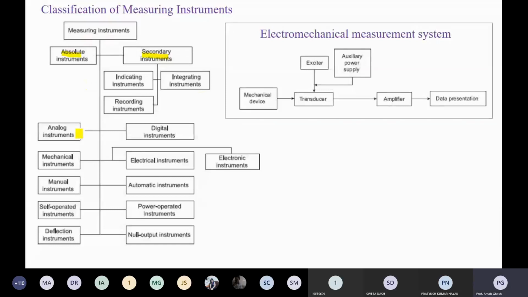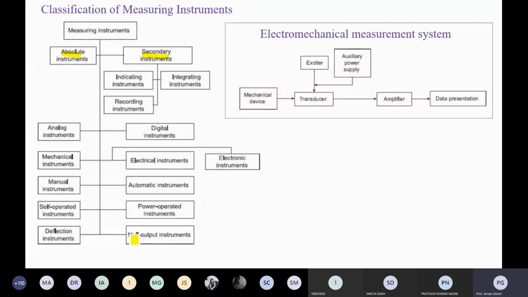Measuring instruments are also classified in other manners: analog instrument, mechanical instruments, manual instruments, self-operated instruments, deflecting instrument, and null instrument, and digital instrument. The basic thing is the measuring instrument. It has first 2 categories: absolute instrument and secondary instrument. Second category: analog instrument and digital instrument. Third category is mechanical, electrical or electronic instrument. Fourth category is manual instrument and automatic instrument, then self-operated or power-operated, and finally deflection instrument and null output instrument.